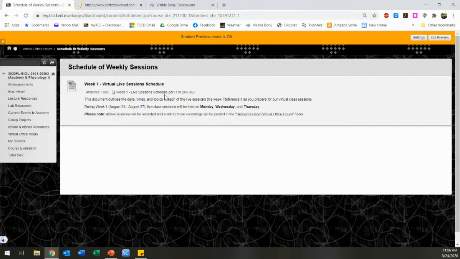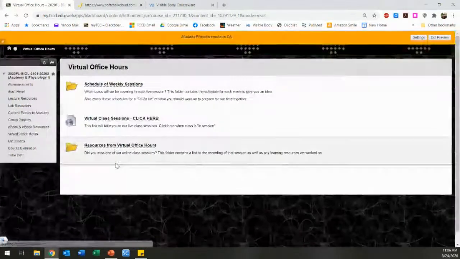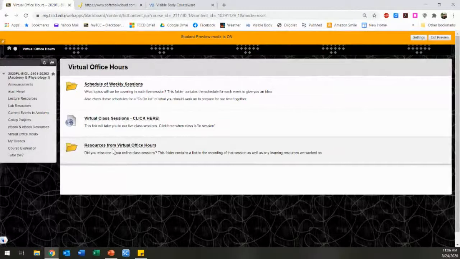But download this schedule, check it out to see what you should be doing before each of these sessions and to get an idea of what we might be talking about during those sessions. So that was in the schedules folder. And again, I'm going to post those recordings from this one as soon as possible right here, resources from virtual office hours.